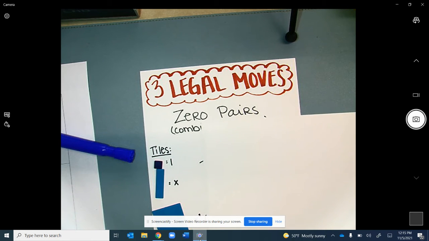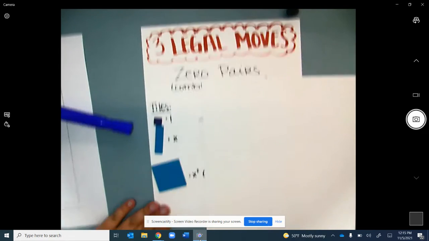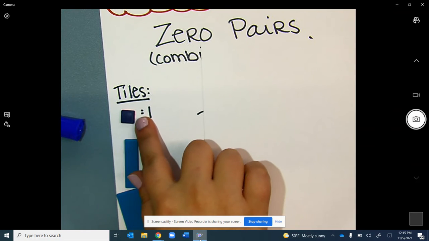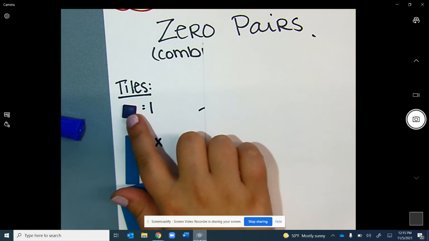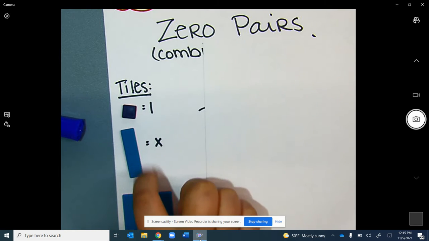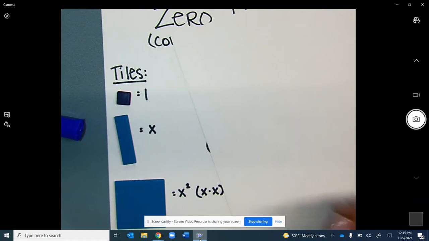So we have three different tiles, right? Oh, I guess it would help if you could see that, huh? Okay, so we have three different tiles. We have our ones tile right here, which is all those small little squares. I have an X tile. Remember X, I don't know how long it is. And then X squared, which is X times X, right?